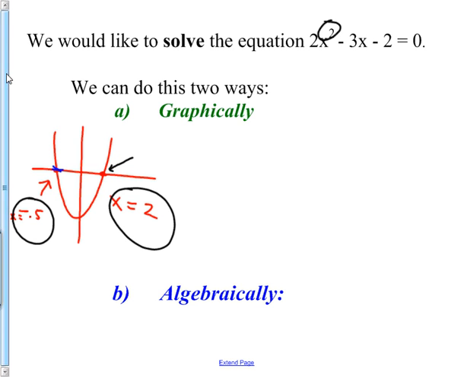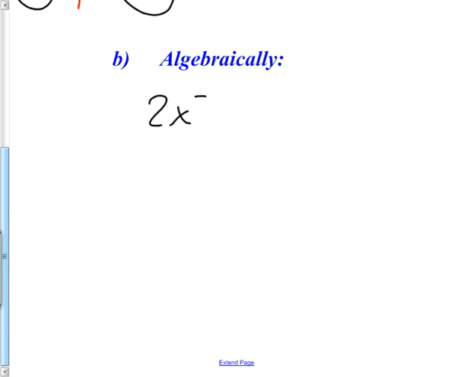And let's say I had to solve this algebraically. 2x squared minus 3x minus 2. And remember, it equals 0. Why does it equal 0? Because we are looking for the x-intercepts, and the x-intercepts are where y is 0. I could have a y right here, but since I want the y to be 0, I put a 0 right there. So your equations should always be set equal to 0.